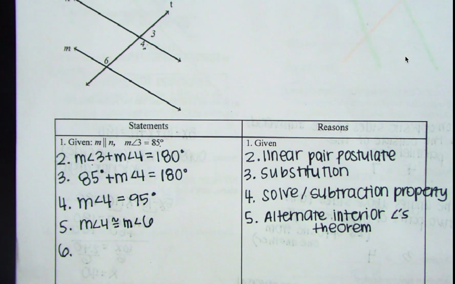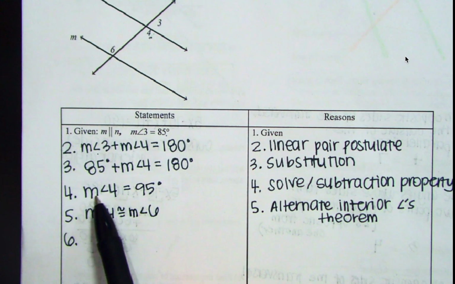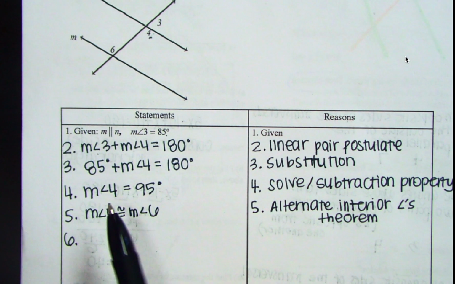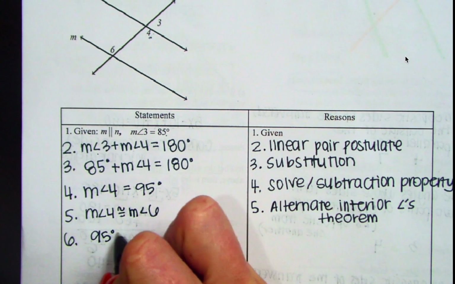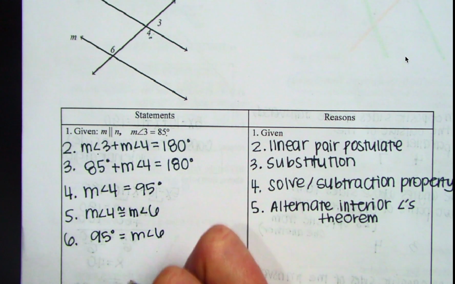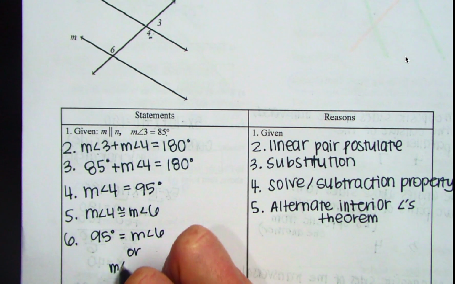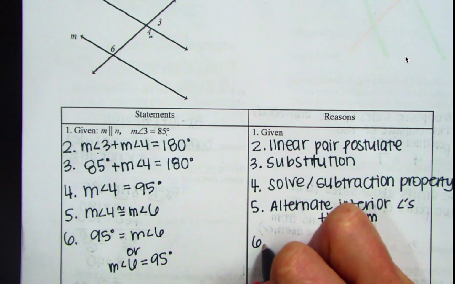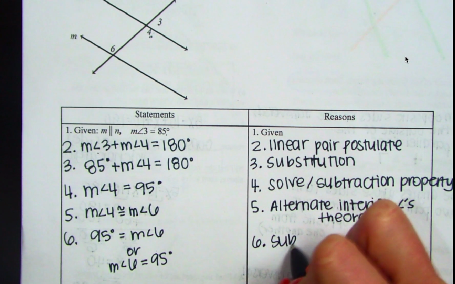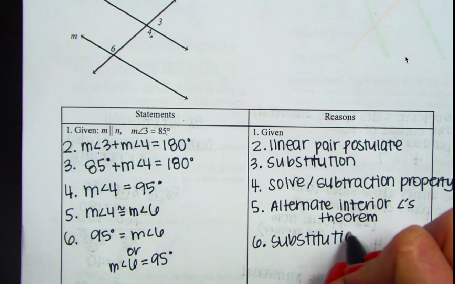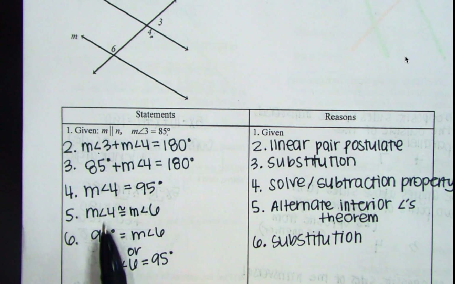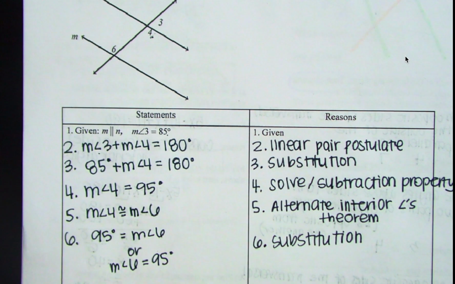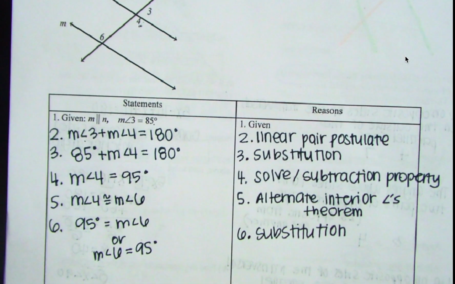And then we're going to use our substitution property again. Since we know the measure of angle 4 is 95, we're going to replace the measure of angle 4 with 95. So we know now that the measure of angle 6 is equal to 95 degrees, and that was using substitution. I substituted in 95 right here for the measure of angle 4. So the measure of angle 6 has to equal 95. All right, make sure you study that. Good luck on your test.